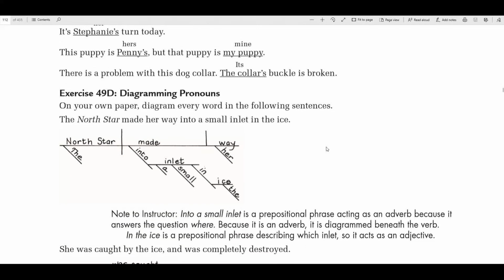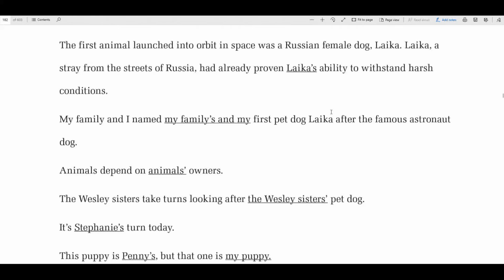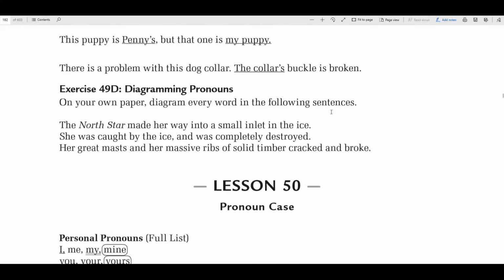All right, now 49D, diagramming pronouns. On your own paper, diagram every word in the following sentences. The North Star made her way. Well, I'm just giving you the key, ain't I? On your own paper, diagram every word in the following sentences. Okay, so let me give us 3. Well, let's see here. The North Star made her way into a small inlet in the ice.